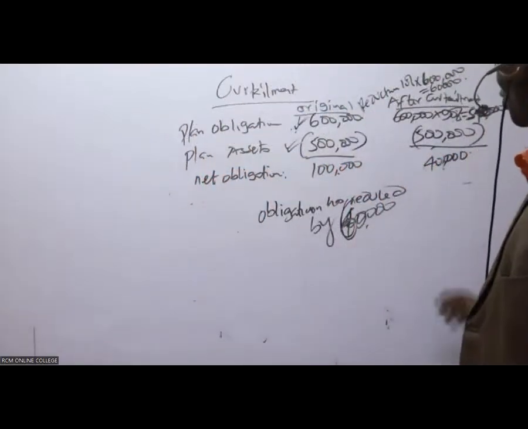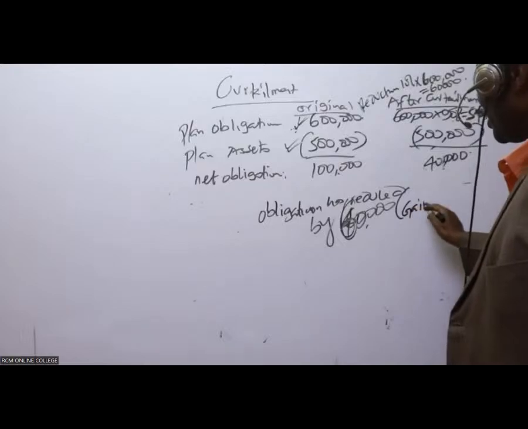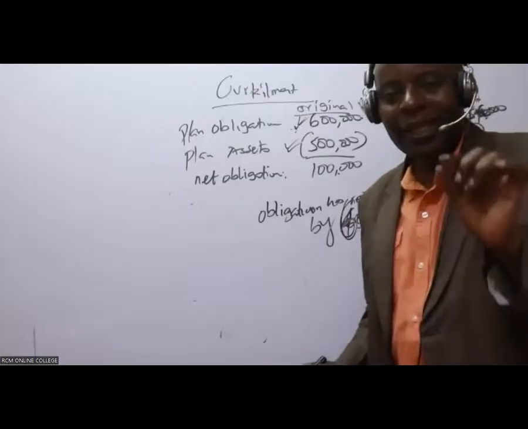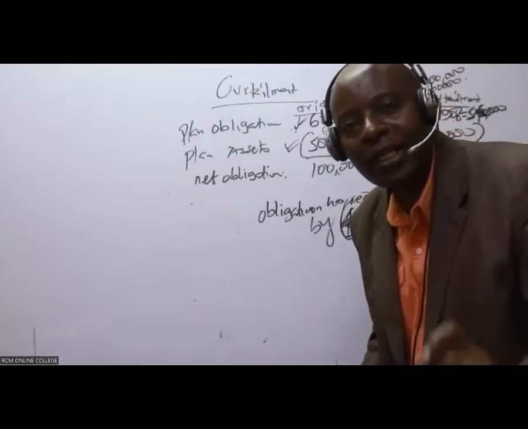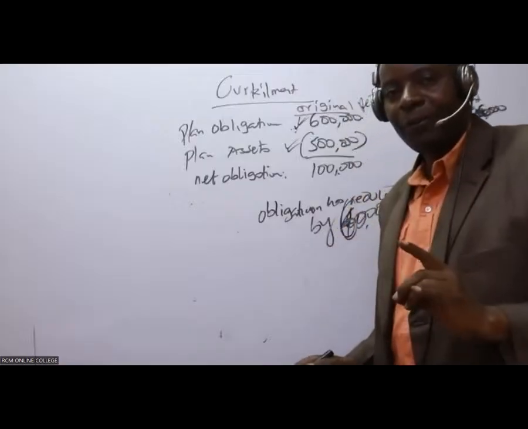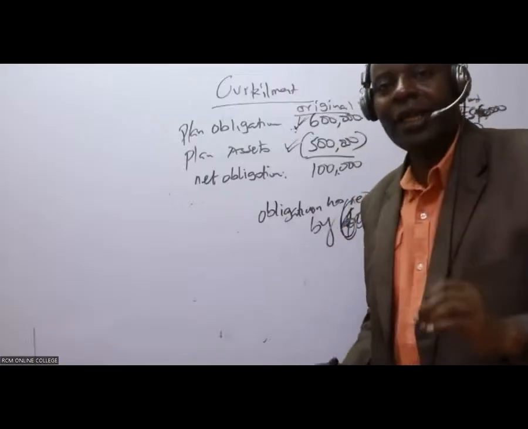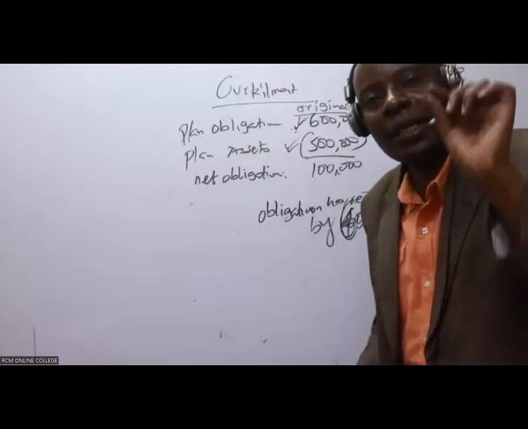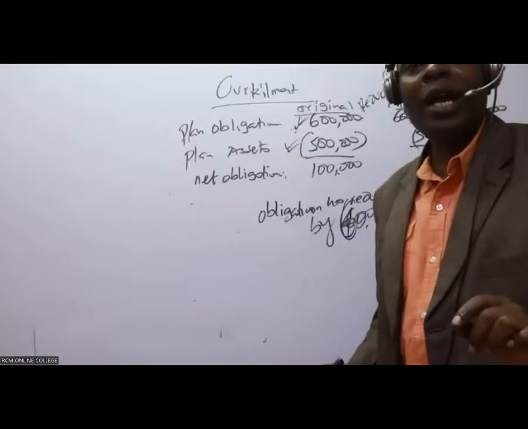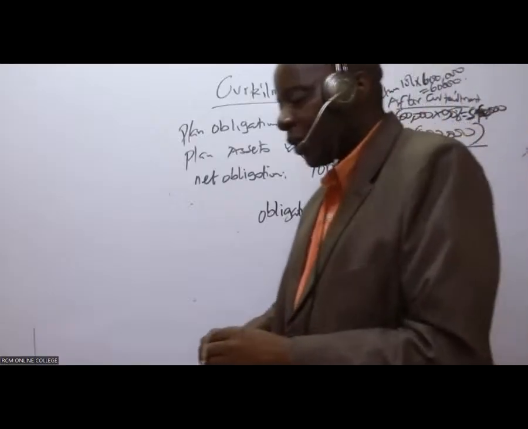Has reduced by 6. So this is again. And remember, any curtailment gain or losses are normally adjusted in the service cost. I'm repeating again. Any curtailment gain or losses here, they are adjusted where? In the service cost. So you go to the service cost.